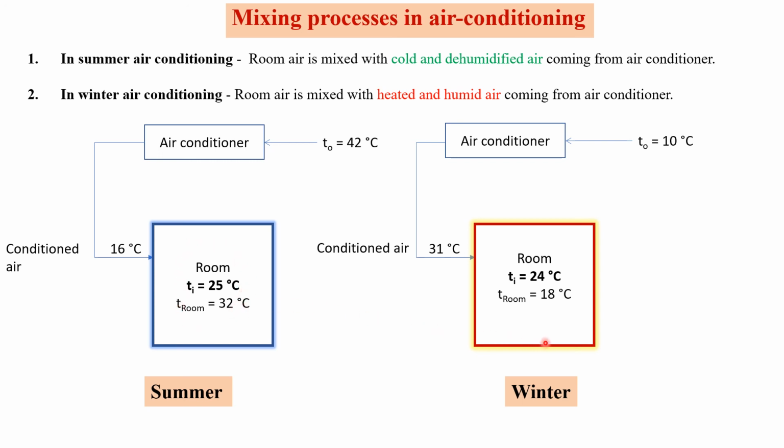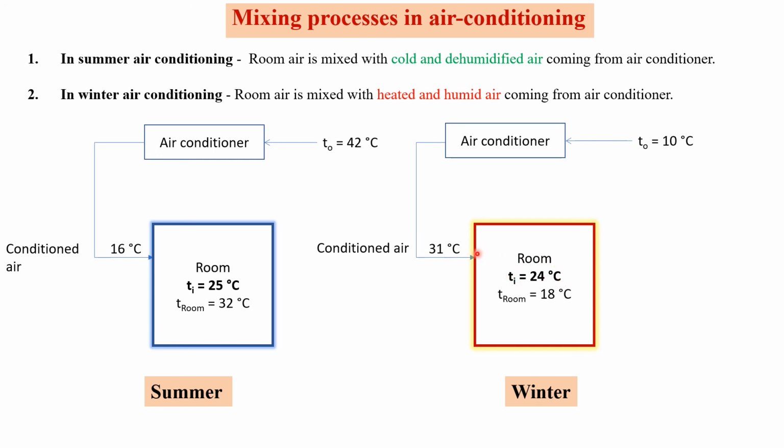During the winter season, what happens? The outdoor ambient temperature is 10 degrees Celsius. My requirement is to maintain the room at 24 degrees Celsius, whereas without the presence of this air conditioning unit, my room would be maintained at 18 degrees Celsius. So the air conditioning unit basically takes in the air at 10 degrees Celsius, air conditions it, and supplies the conditioned air at 31 degrees Celsius to the room, so that the room could be maintained at 24 degrees Celsius.